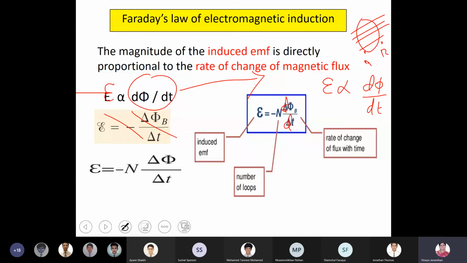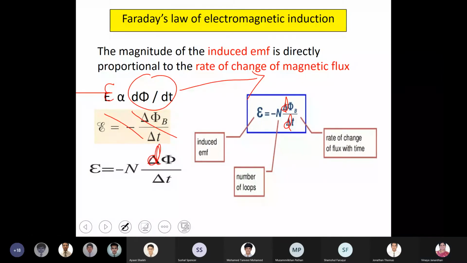That is, E is proportional to d phi by dt, put the negative sign, we'll see the significance of the negative sign. So what is d phi by dt? d phi by dt is the rate of change of magnetic flux. And it also depends upon the number of turns. So write the mathematical part. E is proportional to d phi by dt, or E is equal to minus n into d phi by dt, where n is the number of turns of the coil and d phi by dt is the rate of change of magnetic flux.